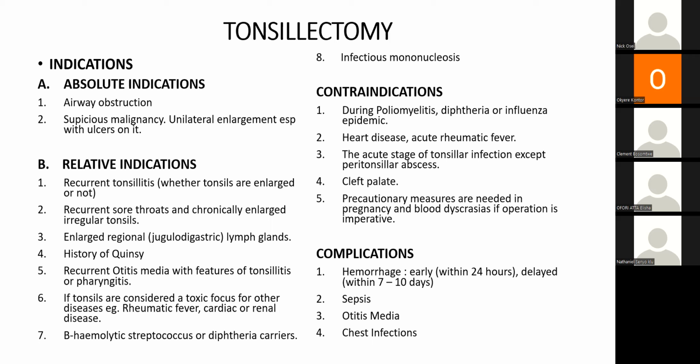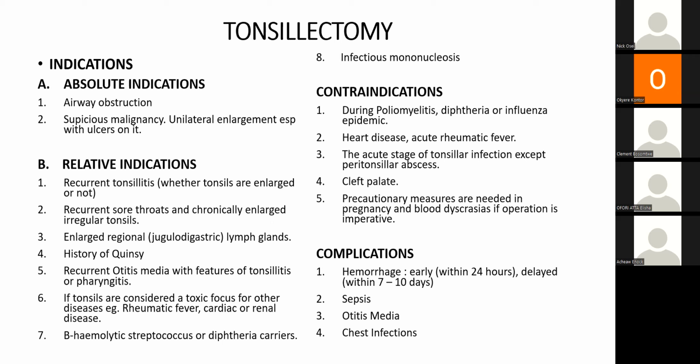So for the indications, we have an absolute indication and a relative indication. An absolute indication where we would definitely consider a tonsillectomy is when there is airway obstruction or when there is a suspicious malignancy within the throat. Once this happens, it means that the patient is at a higher risk of having the total airway obstructed. So that can lead to oxygen deprivation and later to death. So you may quickly want to incise the tonsils just to make way for the airway in the throat.